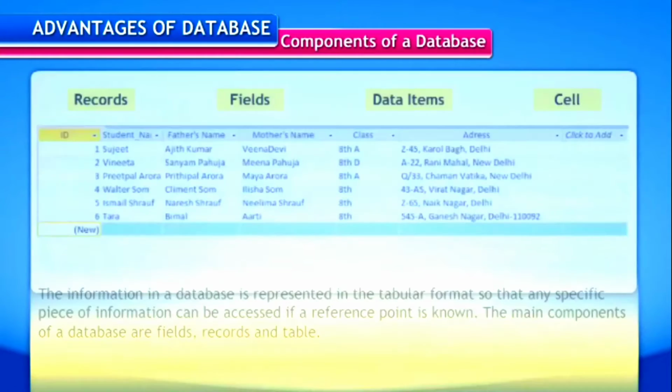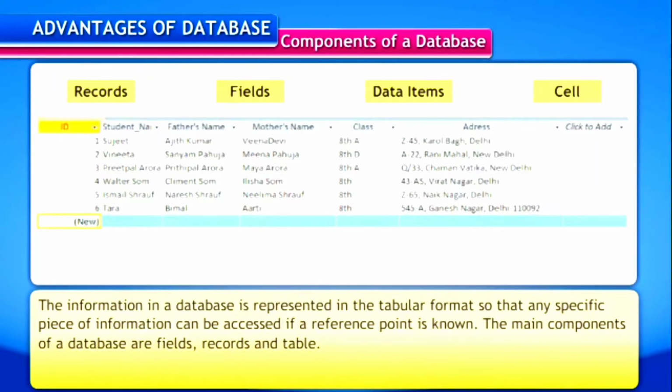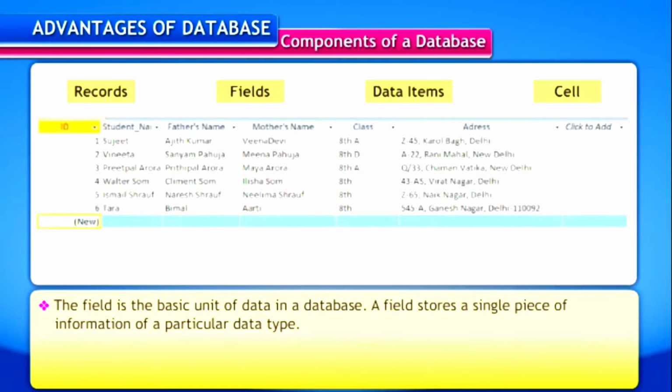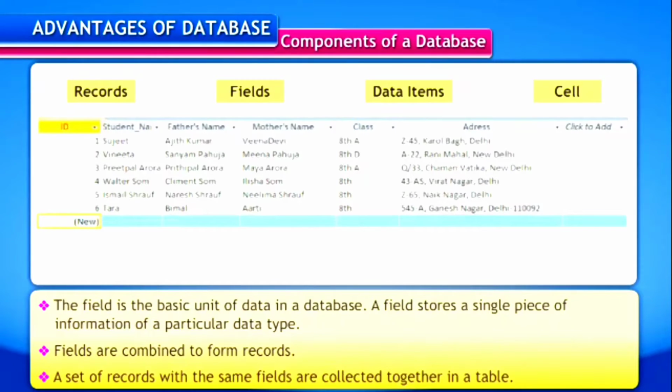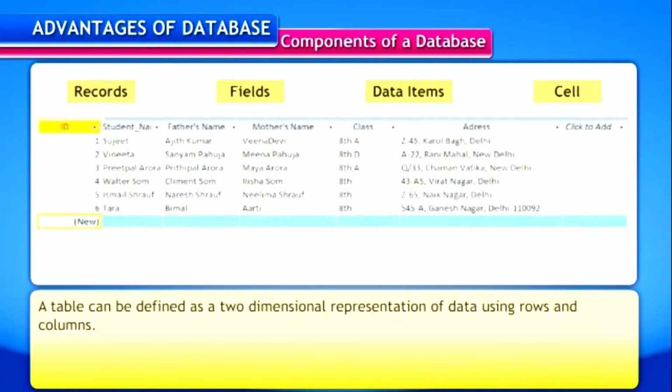Components of a database. The information in a database is represented in the tabular format so that any specific piece of information can be accessed if a reference point is known. The main components of a database are fields, records and table. The field is the basic unit of data in a database. A field stores a single piece of information of a particular data type. Fields are combined to form records. A set of records with the same fields are collected together in a table. A table can be defined as a 2-dimensional representation of data using rows and columns.